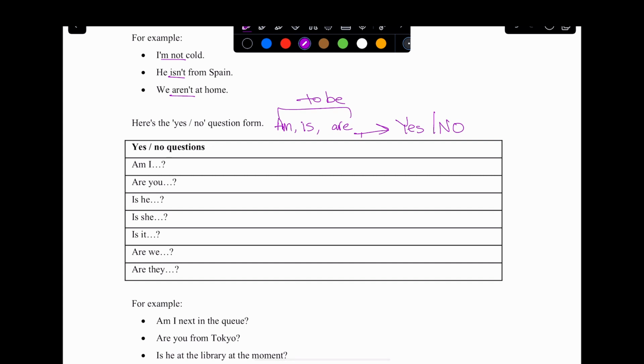So am I and then the rest of the sentence. Am I? Are you? Is he? Is she? Is it? Are we? Are they? وأيضا في نهاية السؤال نستخدم ال question mark.